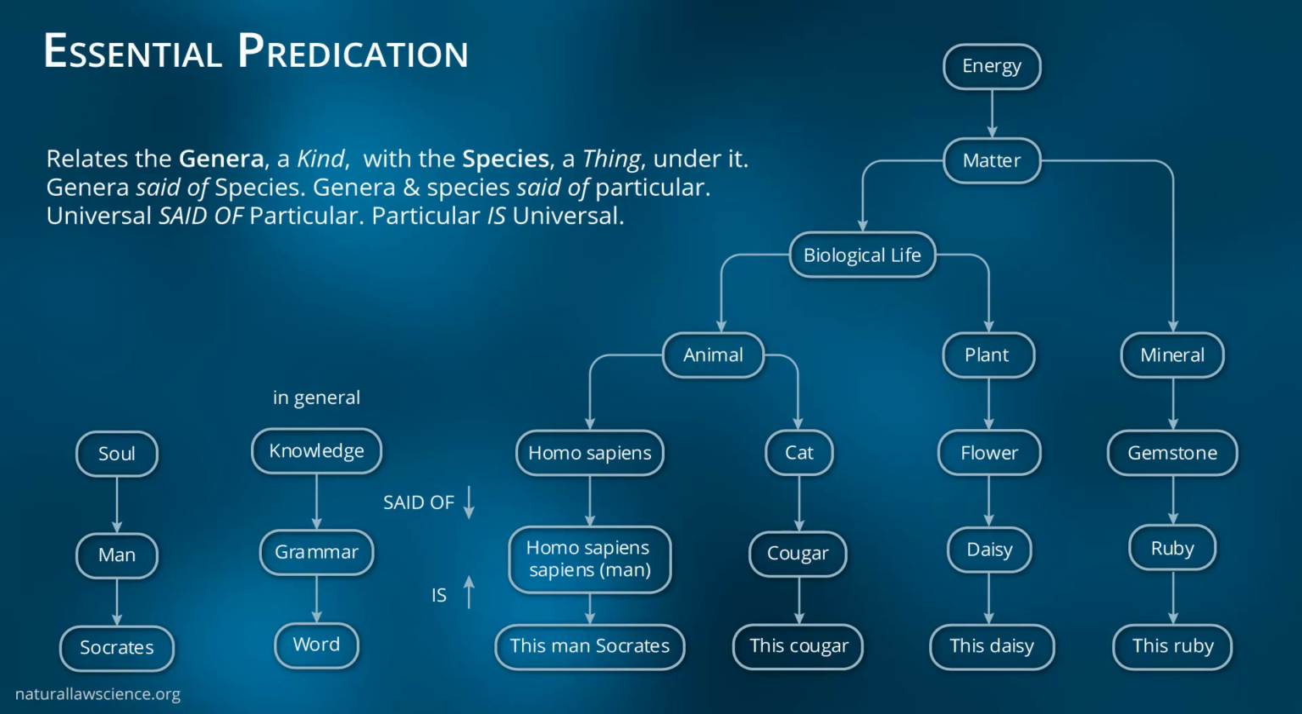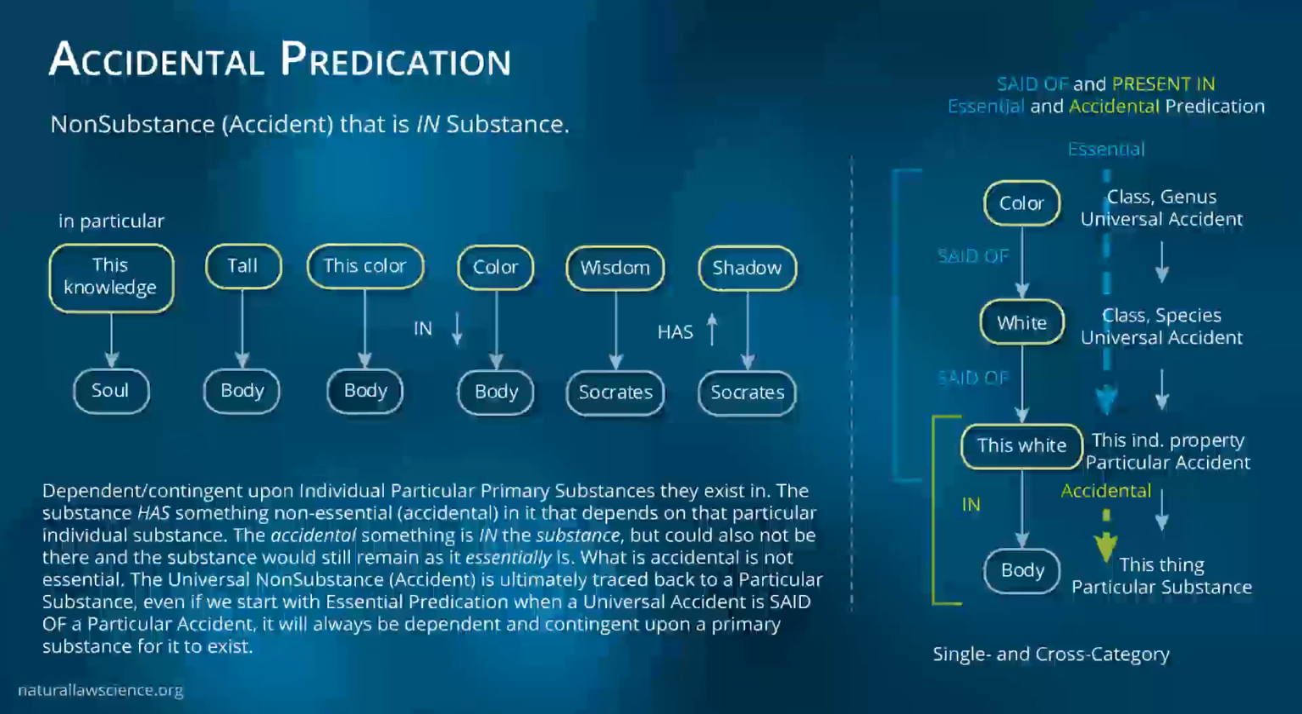Image number 16. Accidental predication. So a non-substance, an accident that is in substance. So we have this knowledge is in this soul, me, well, in this consciousness. Anyways, I'm using the term from the book. So soul is referring to consciousness, this person's consciousness. This knowledge is in this consciousness. This consciousness is the substance. This knowledge is the accident, because my consciousness and your consciousness can have different this knowledges in it. So this knowledge is the accident.